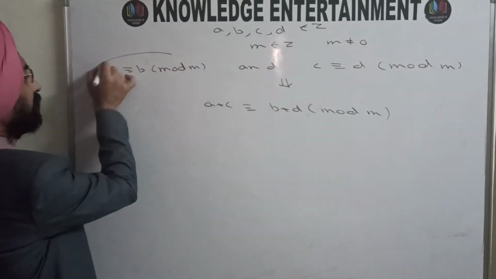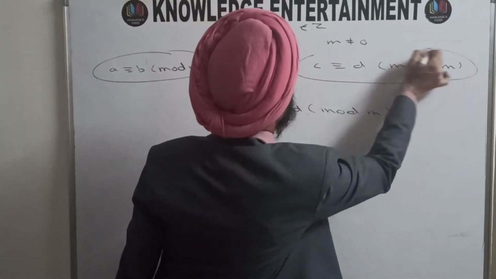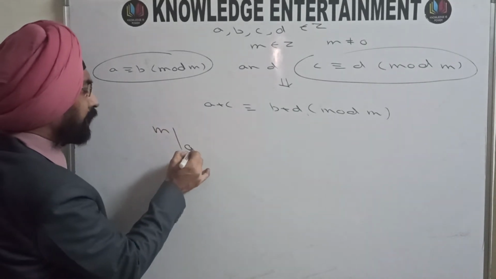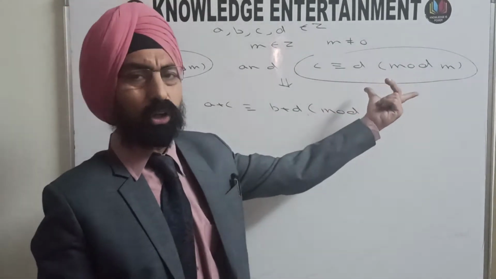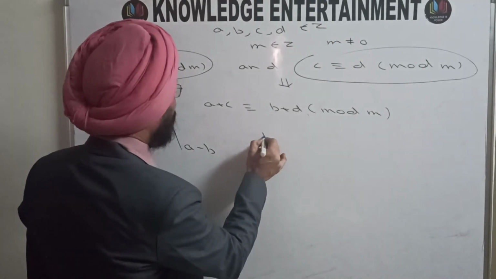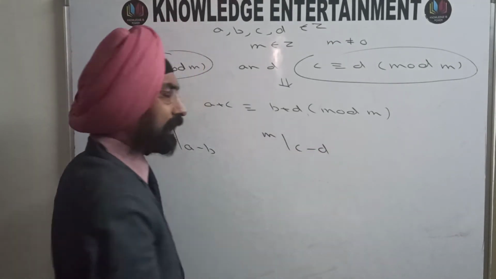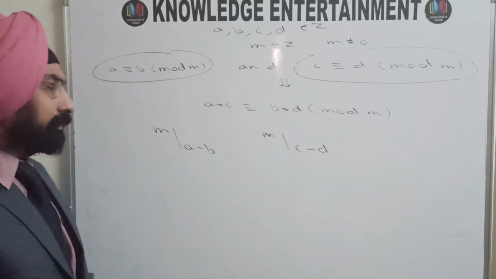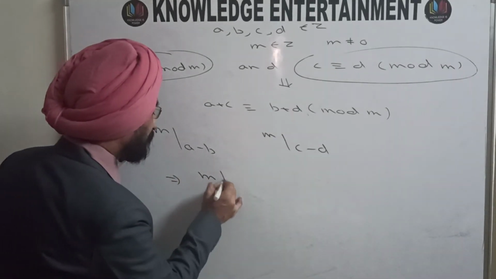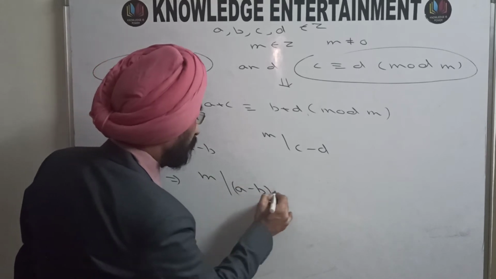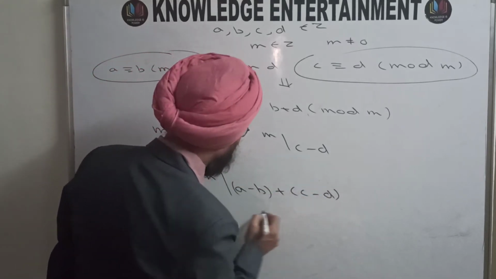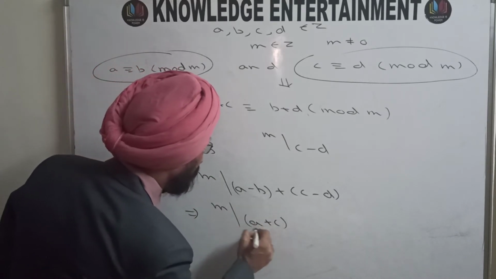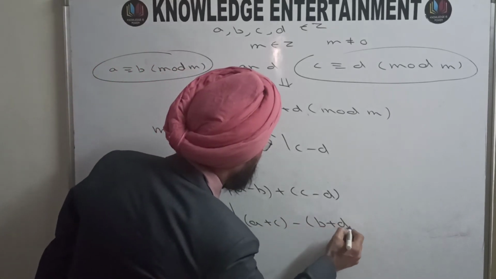What are we given with? We are given these two. A is congruent to B modulo M means M divides A minus B, and C is congruent to D modulo M means M divides C minus D. And if M divides two numbers, then M must also divide their sum. So this means M divides A minus B plus C minus D, which you can also write as M divides A plus C minus B plus D.